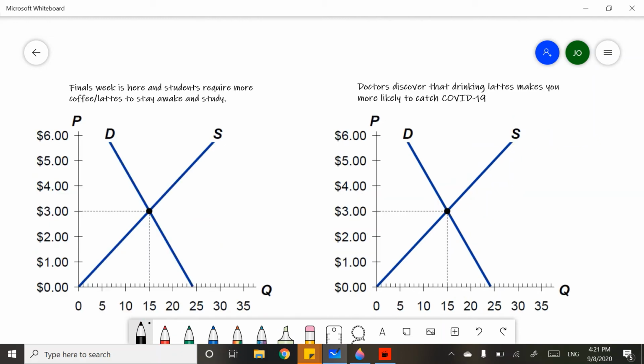Let's keep analyzing the market for lattes with these 2 examples. For each example, what I want you to do is follow the steps that we described above. Step 1, is this a supply or demand issue? Step 2, will this shift the curve to the right or to the left? And finally, analyze what happens to the equilibrium price and the quantity.